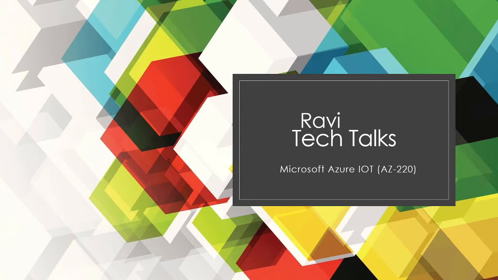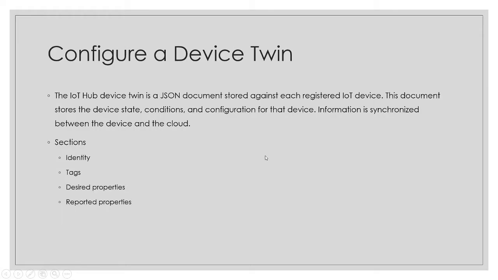Let us go into our course Microsoft Azure IoT. Today we will be discussing Azure IoT device twins. The IoT Hub device twin is a JSON document which is used to store the device properties for each and every registered IoT device. The document stores the device state, conditions, and configuration for that particular device. The information stored on the device twin is synchronized between the device as well as Azure IoT Hub, which is on the cloud.